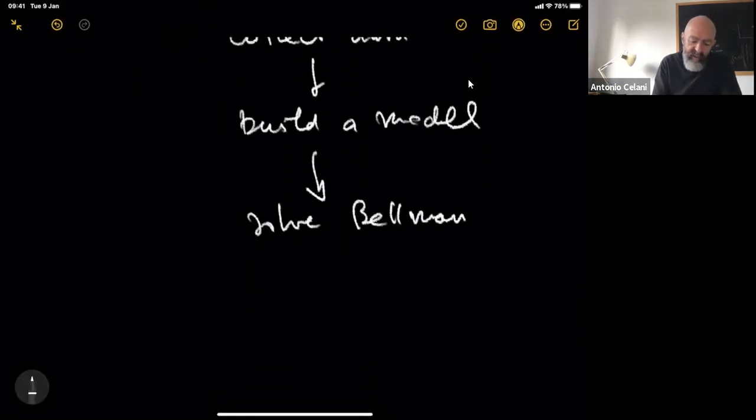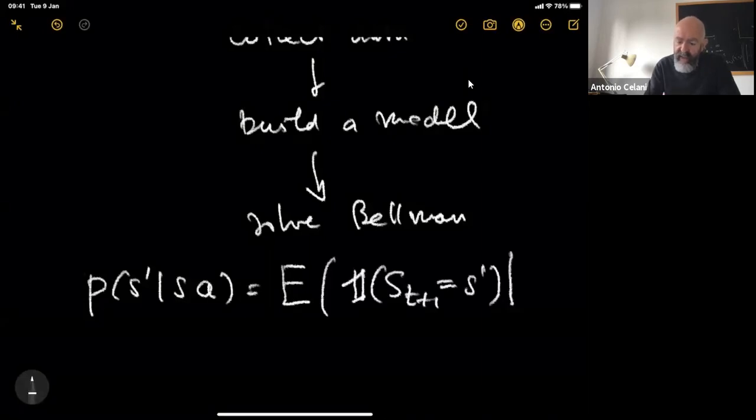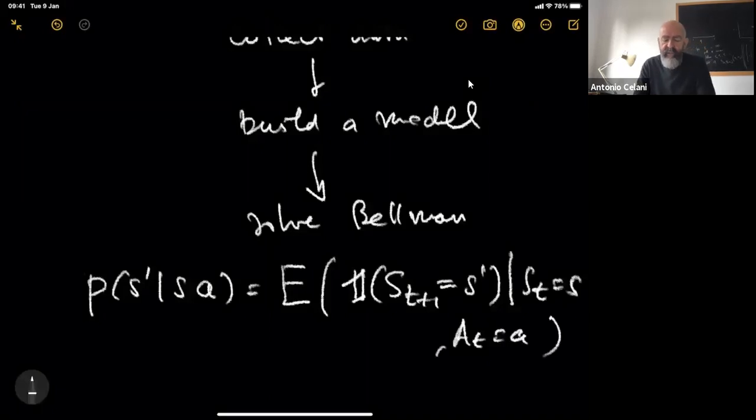In practice, you would do this, for instance, for transition probabilities. What is the probability of transitioning from a state S to a state S prime given an action A? In practice, this is an expected value. Suppose you had to compute this quantity with a Monte Carlo simulation of your Markov chain. What would you do? Every time my transition brings me to a new state S at time t plus 1 equal to S prime, I put a 1. I do this every time that my previous state was S and my action was A. So this is another way of writing the transition probability.